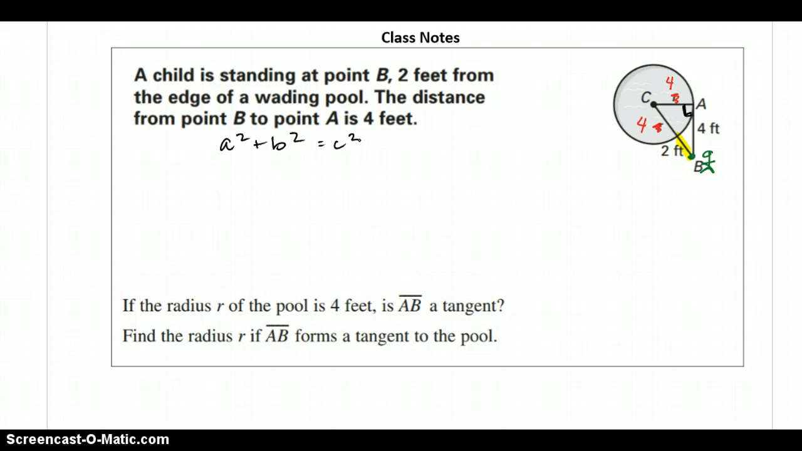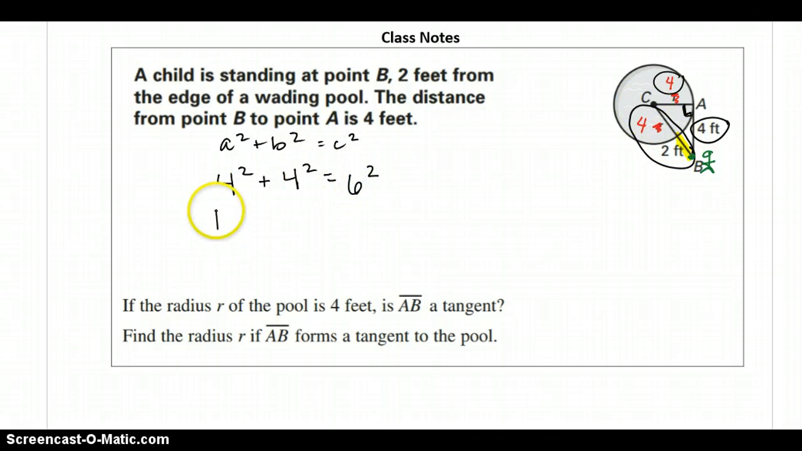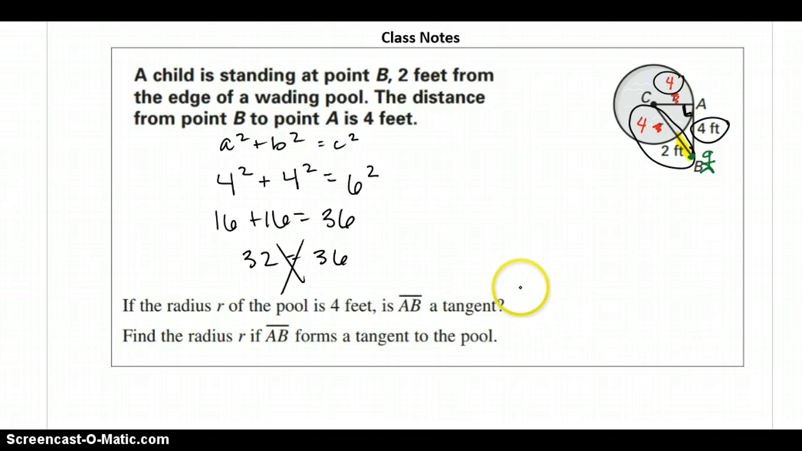So we can plug in for our sides. For A, I'm going to plug in this side here, 4 squared, plus for B, I'm going to plug in this side here, 4 squared, equals, for C, I have to plug in my hypotenuse, which is 2 plus 4, so 6 squared. 4 squared is 16, so 16 plus 16 equals 36. 16 plus 16 is 32, so these are not equal, meaning that AB is not tangent to the circle.